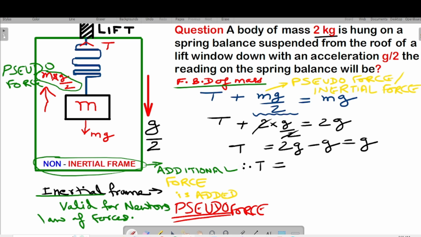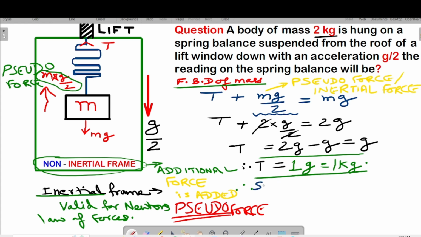So T is the tension which is read in the spring balance, that count is g, right? 2g minus g equal to g. G, that is 1g, right? We can write it as 1g, and which is equal to 1 kg. G is the acceleration due to gravity. So 1 kilogram is the mass which is read by the spring balance hanging inside the lift, right?